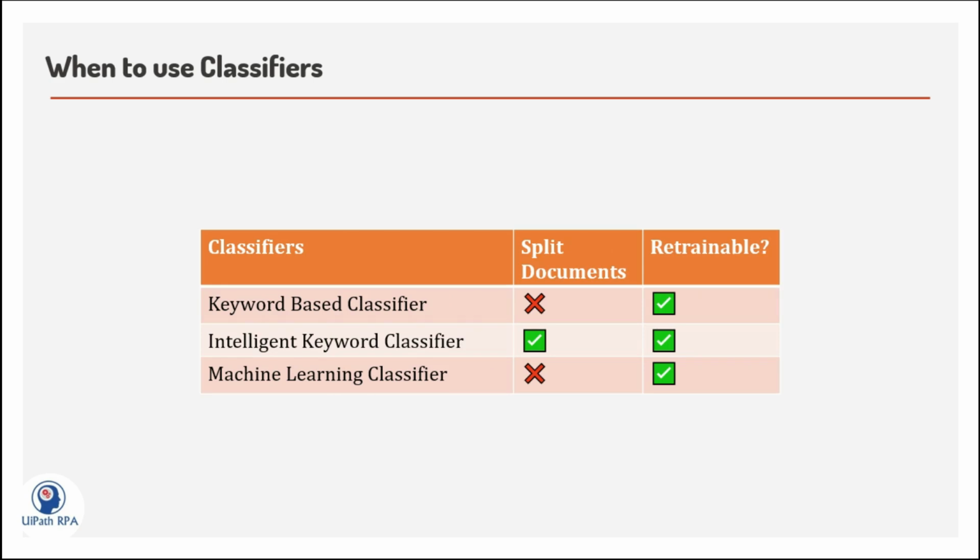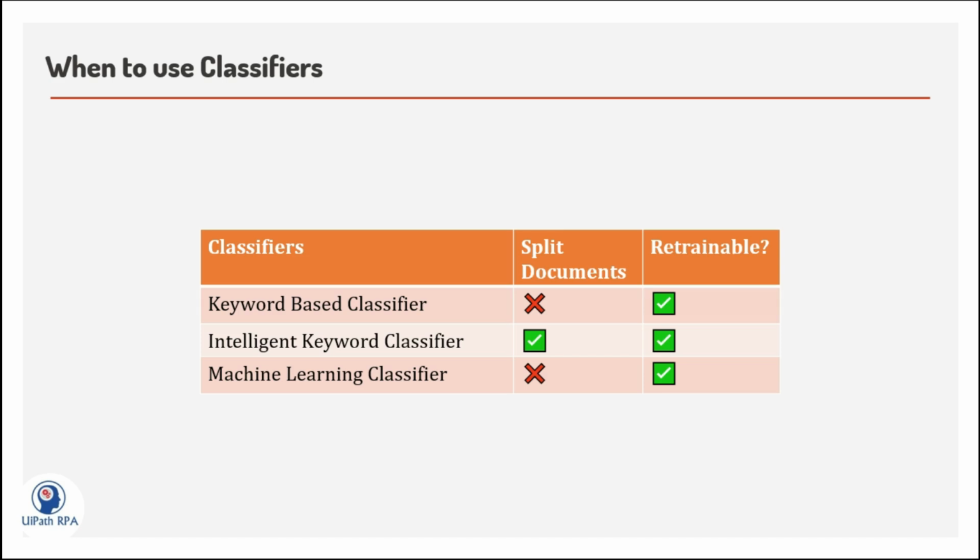Now, when to use classifiers? How can you decide when I should use keyword based, when should I use the intelligent keyword classifier, when should I use machine learning? Based on some scenarios and examples, you can think about that. First, if you have combined documents where you need to split them, at that time you can use the intelligent keyword classifier.